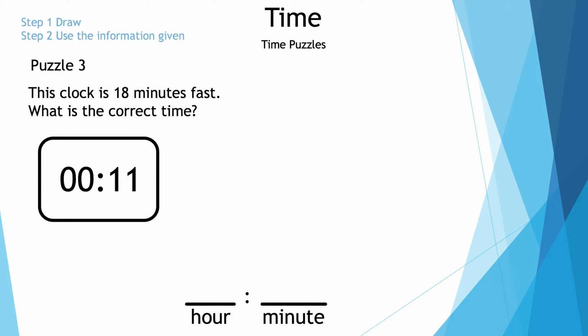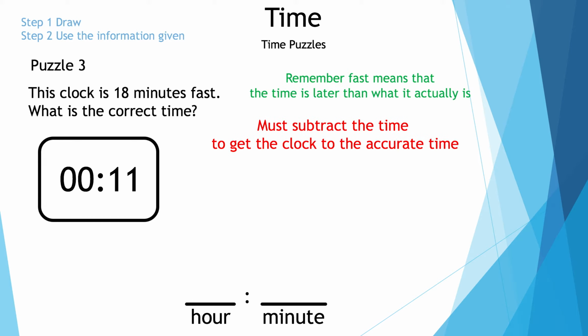Now let's take a look at puzzle 3. This clock is 18 minutes fast. What is the correct time? So what does it mean to be fast? Remember, fast means that the time is later than what it actually is, and you must subtract the time to get the clock to the accurate time. So let's go ahead and start doing that.